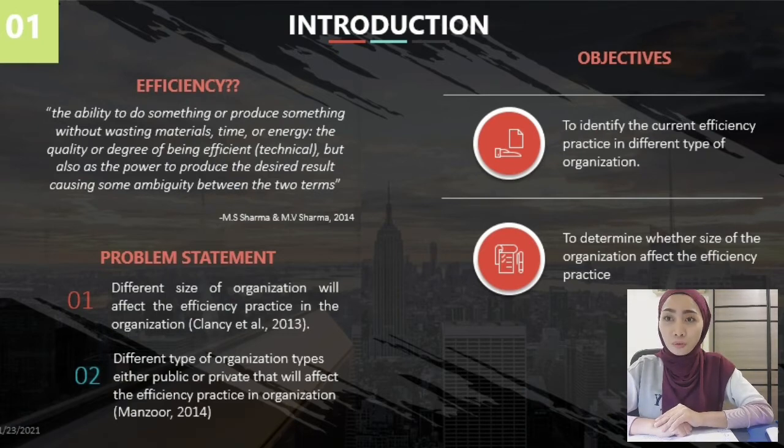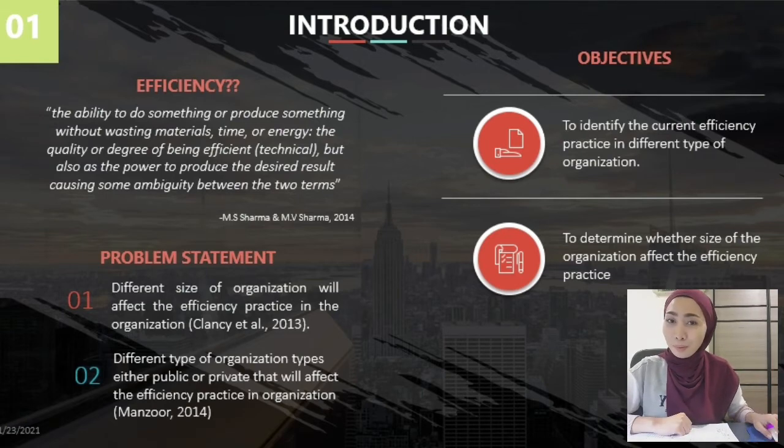Then we go straight to the objectives of this research. We have 2 objectives for this research also. Number 1, this study is to identify the current efficiency practice in different types of organization. And the second objective is to determine whether the size of the organization affects the efficiency. So next, I will pass the floor to my team member Mazliani, who will be presenting the literature review.